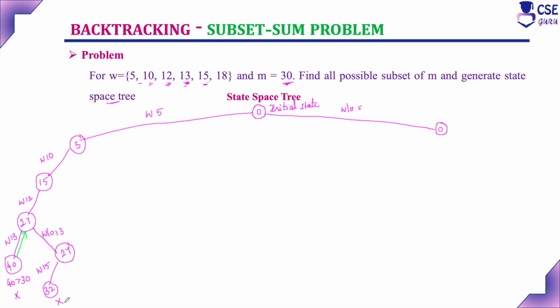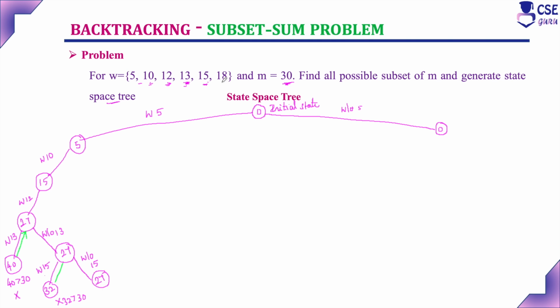This is a dead end. 32 is greater than 30. So this is a dead end. Now here backtrack to the previous step, consider the other possibility. With the 15 we have considered. Here without 15 we need to consider. Without 15 in the sense 27 only.